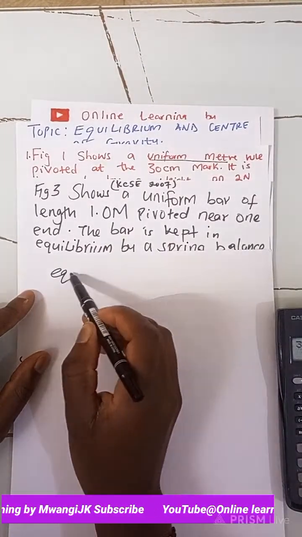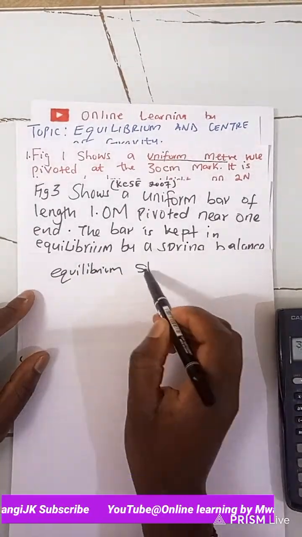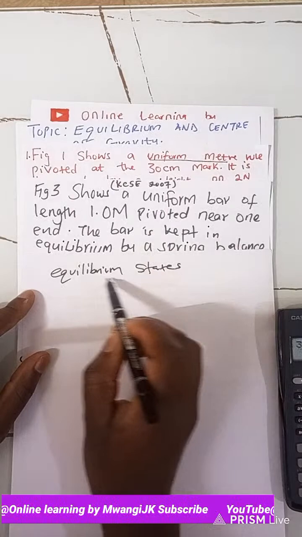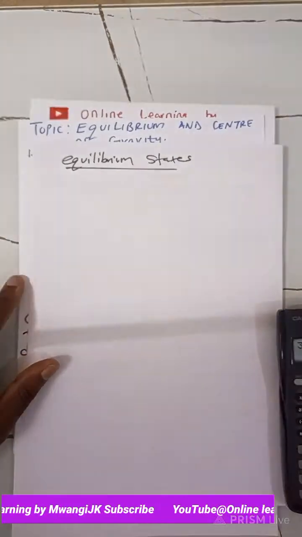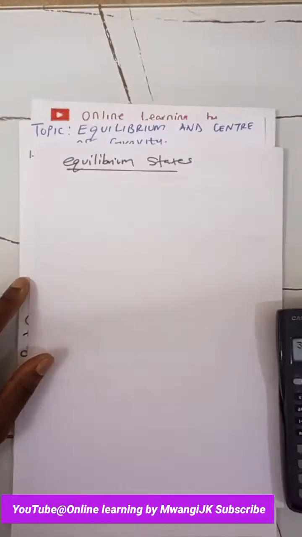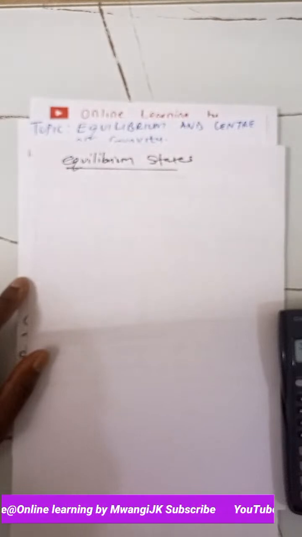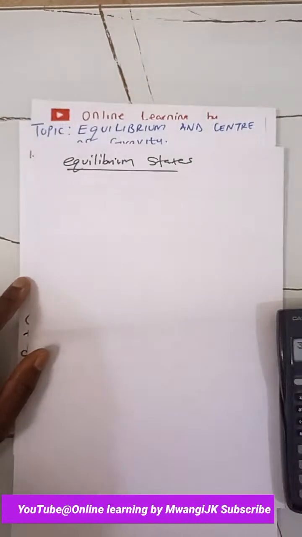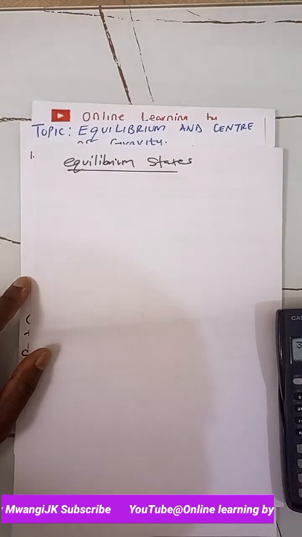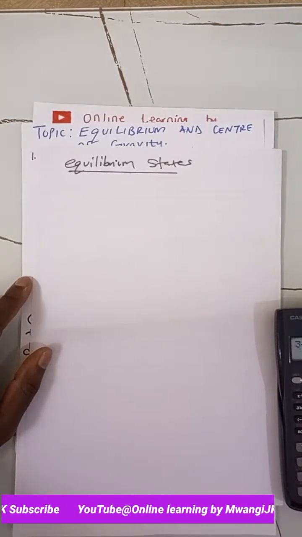So under equilibrium states, we talk about the types of equilibrium states, and before we talk about that, the state of equilibrium refers to the state of balance of a body.